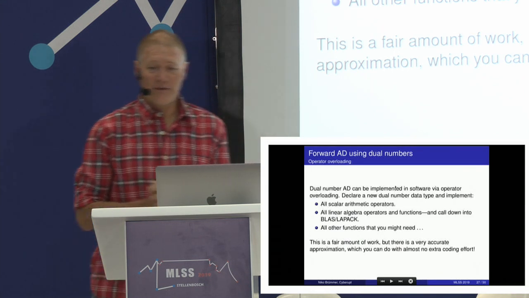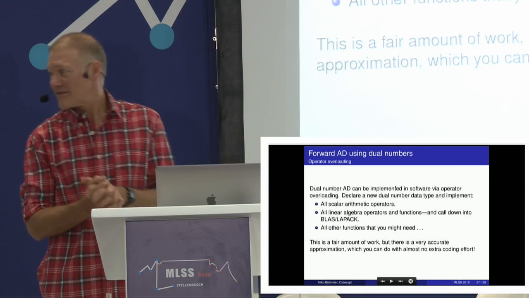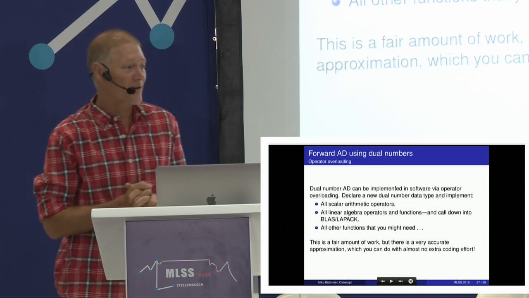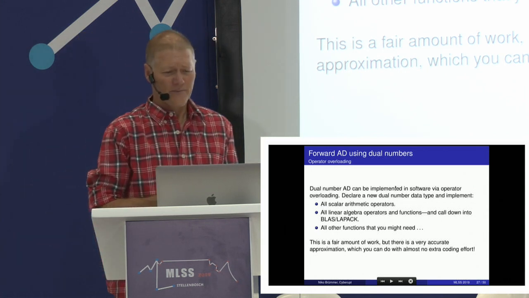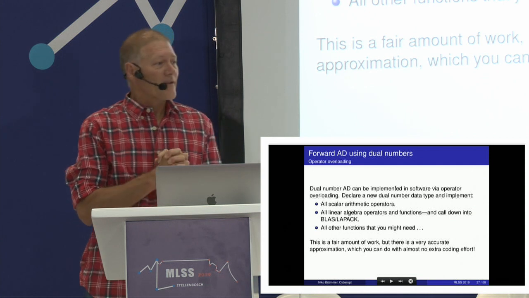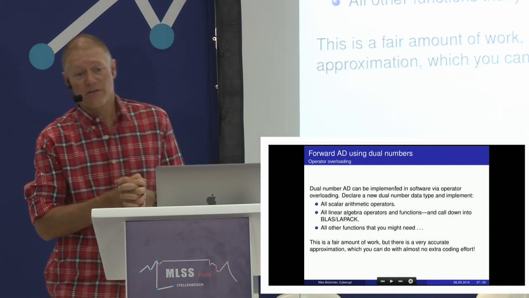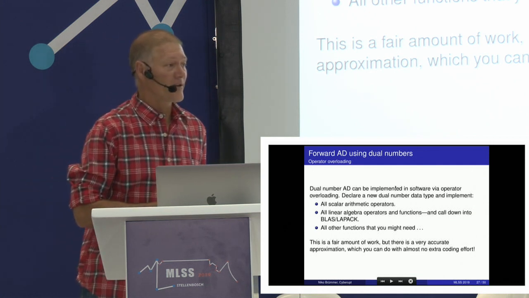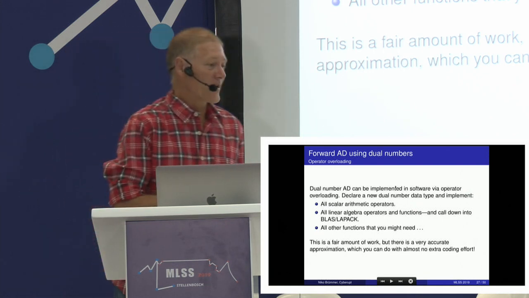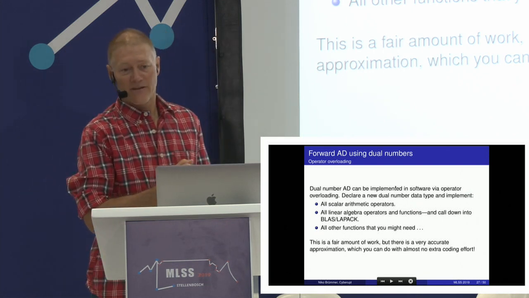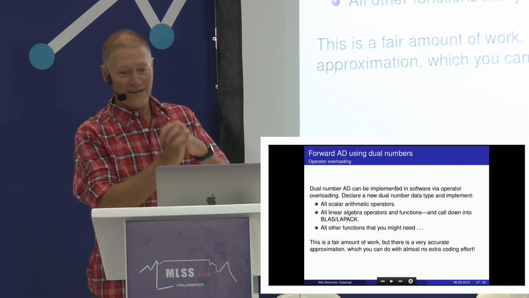So how do we do it in practice? This epsilon is an abstract number. How do we do it in practice? So the exact way to do it would be via operator overloading. And in a language that allows operator overloading, for example, Julia, this is really fun to do.